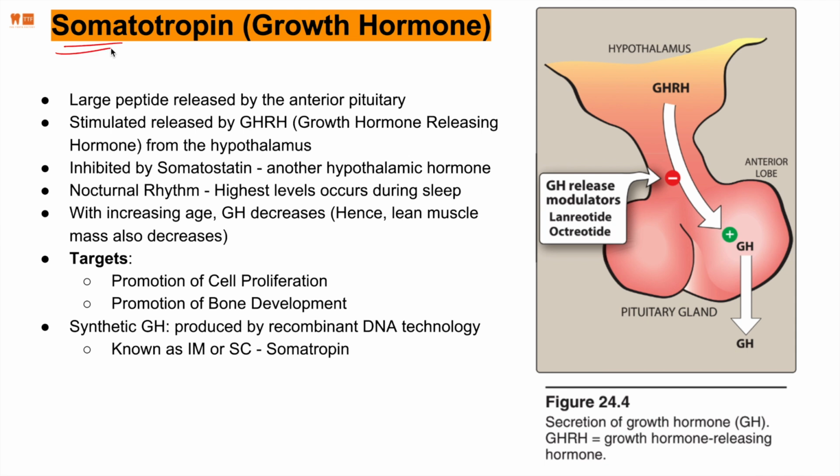Soma means body, tropin means just a hormone that will act on that system. Okay, growth hormone, in other words, GH. It's a large peptide, again a protein, released, not produced, released by the anterior pituitary gland, stimulated by growth hormone releasing hormone. Guess where that comes from? Hypothalamus. You got it, you guys.